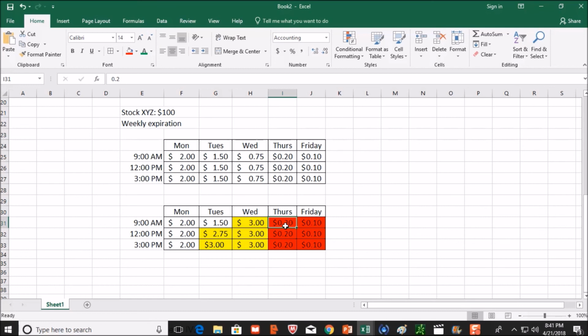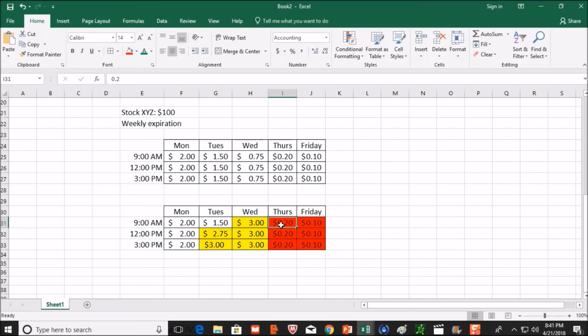So you will see an option get crushed. That's why I call it IV crush, because in this case, it would drop from $3 all the way down to 20 cents because of IV dropping down. And the market makers are pulling that implied volatility out they had priced in earlier to now bring the options back down to their normal level.